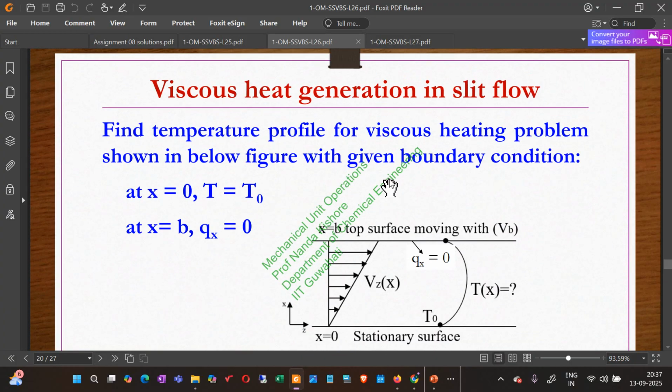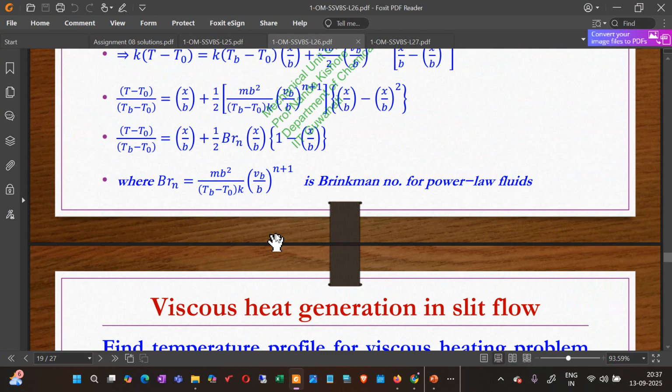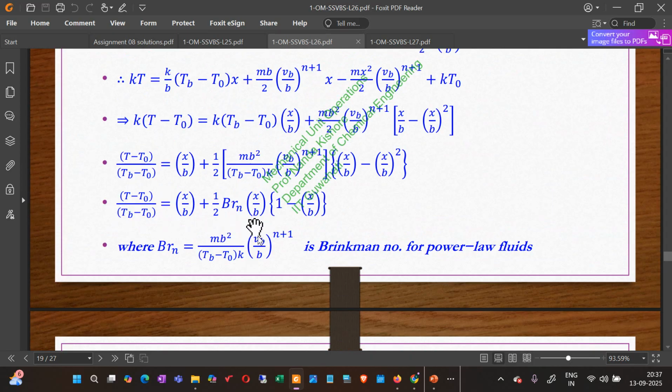So now this viscous heat generation. So you can see that the temperature profile is depending on the rheological property. So that is the thing that we wanted to calculate. How the non-Newtonian fluid behavior also plays its role in the rise in the temperature because of the viscous dissipation, right? That's what is calculated over here.